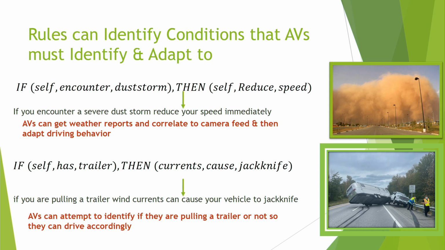Similar cases can happen with the risk of having a trailer. If the vehicle knows it's towing a trailer, it can know that it has the risk of jackknifing, and so it must drive at a lower speed limit and be careful of sudden movements. Also, when it knows that another vehicle has a trailer, it can drive at a safe distance.